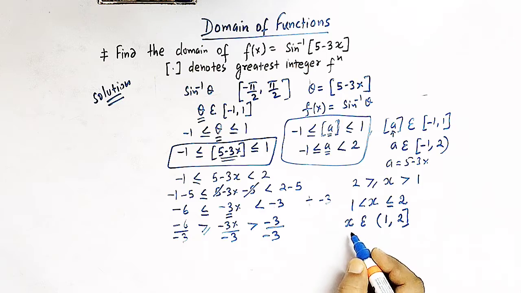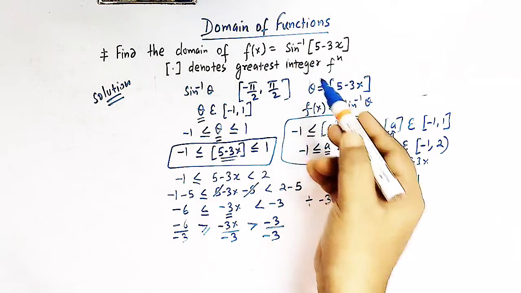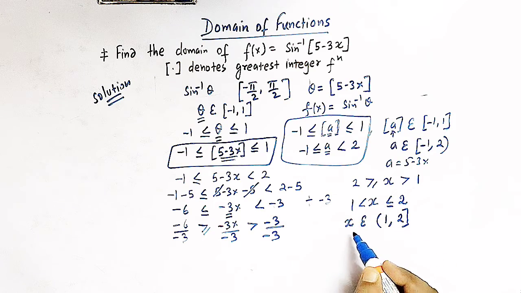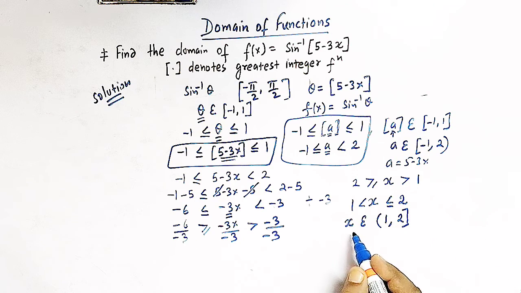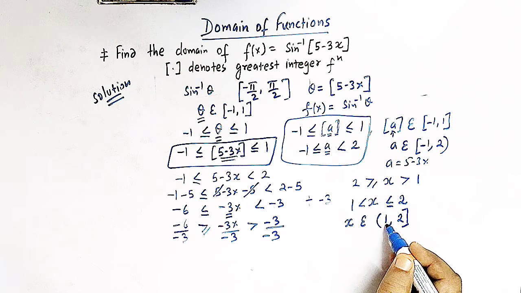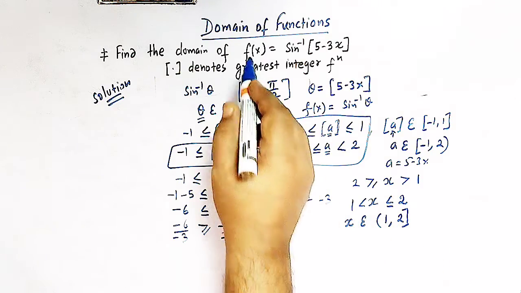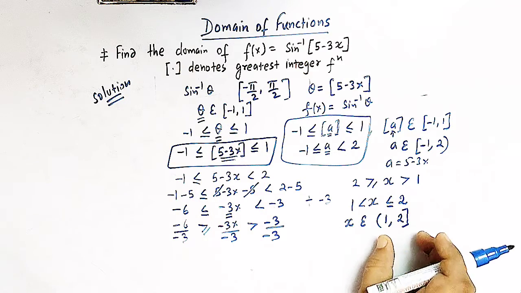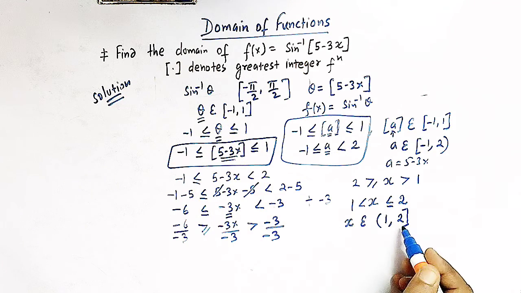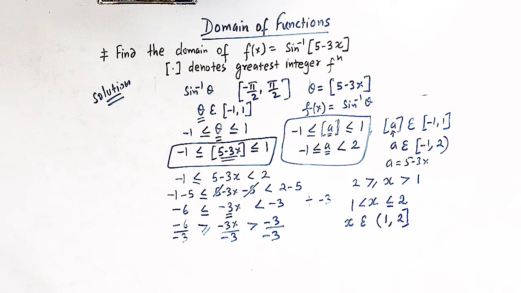So we see that the domain of this function means we have to search for those values of x for which this function is defined, and we have arrived at this result, that is x belonging to the interval 1 comma 2. So the domain of this function is given by this interval, that is 1 comma 2, which is open from 1 and closed from 2.